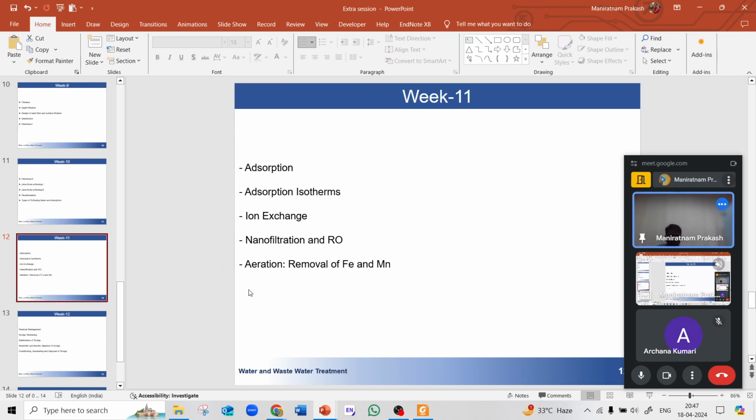Then we see about the removal of Fe and manganese. So generally aeration is done. What will happen is that when we do aeration, the oxygen will come in contact with Fe, and Fe will react with O, and in that manner this iron can be removed. Similarly for Mn, that is manganese, Mn will react with oxygen, and in that way Mn will be removed.